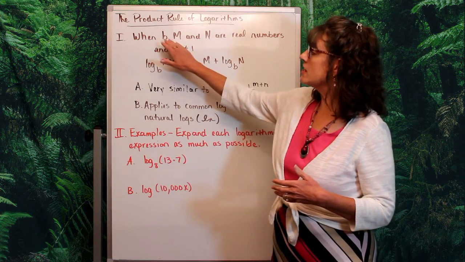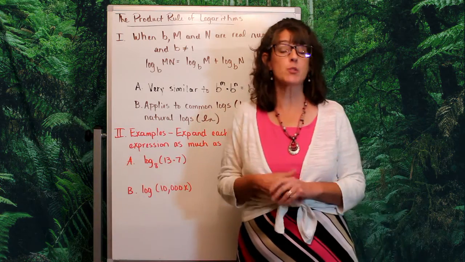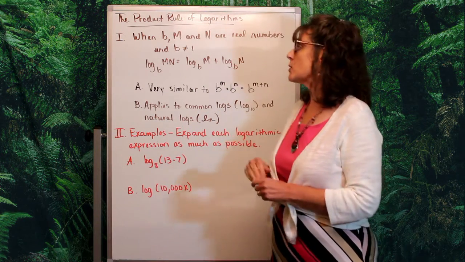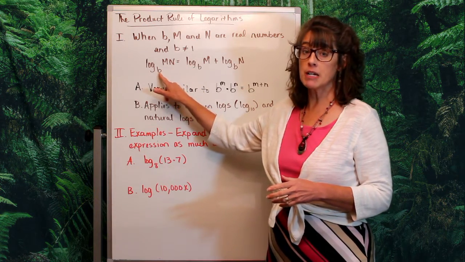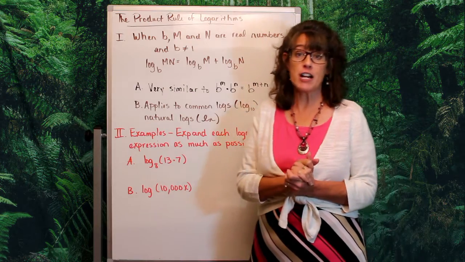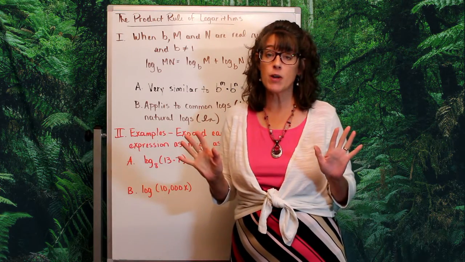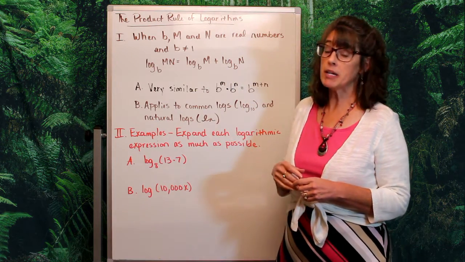Now notice here that it says b, m, and n are all real numbers, not complex numbers. We now know what complex numbers are. And so we've got real numbers. b is not going to be a 1. So in other words, the base of the logarithm is going to be anything other than a 1. Notice that fractions, decimals, negatives, everything's okay, even irrational numbers, but what's not okay is complex numbers.